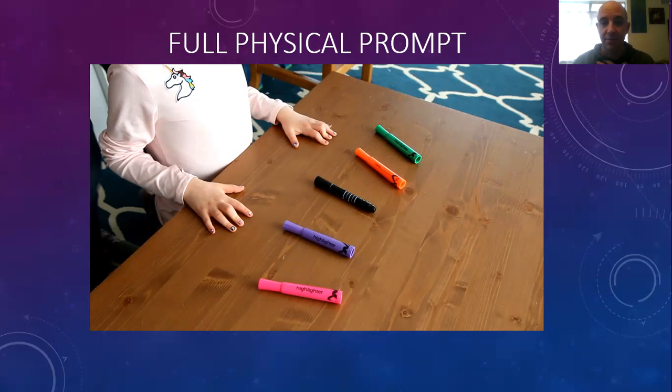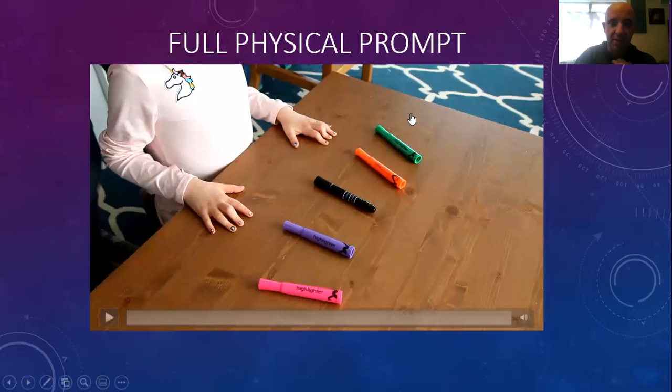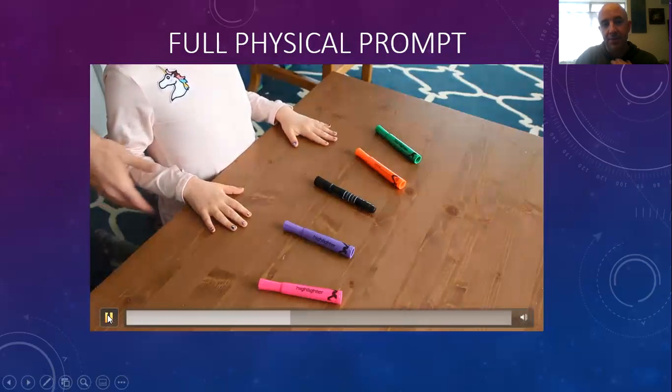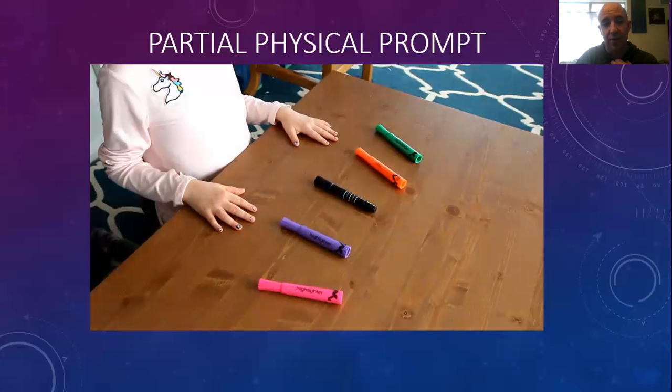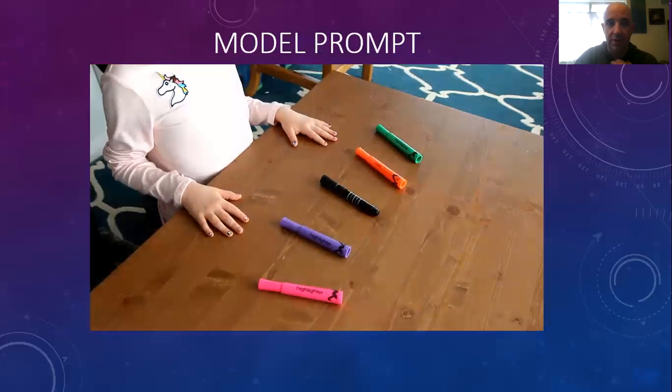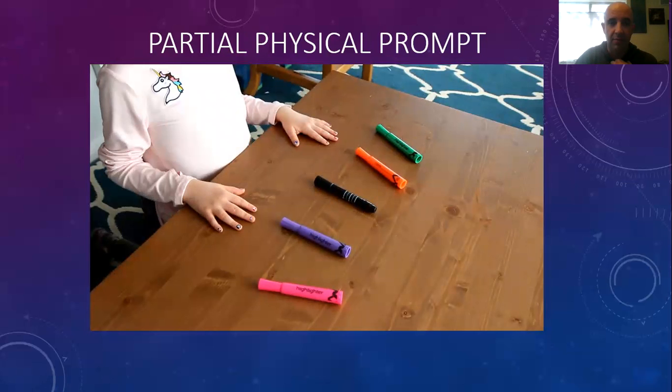color ID. There are 5 pens in the field, different colors. Some of these I cut off the instruction, but it's more about what the prompt looks like. So let's look at a full physical prompt. If you notice, hand over hand. I've got the hand right over. Oh, nope, come on. There we go.